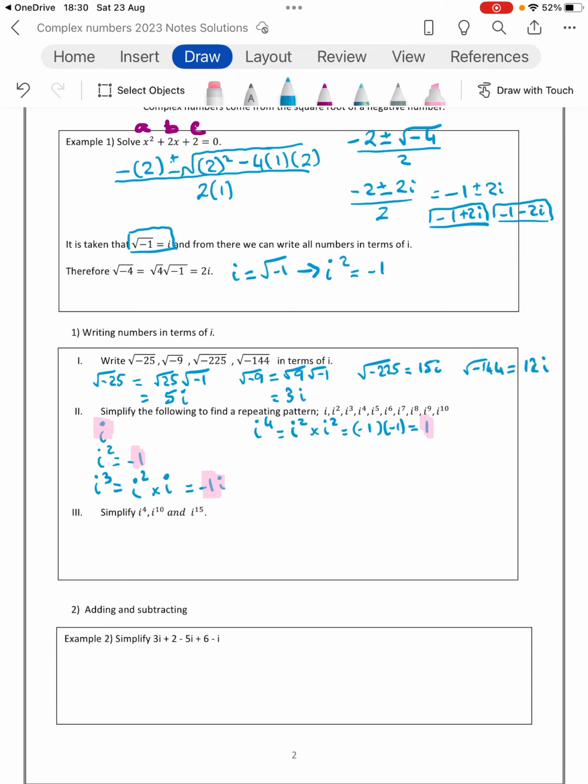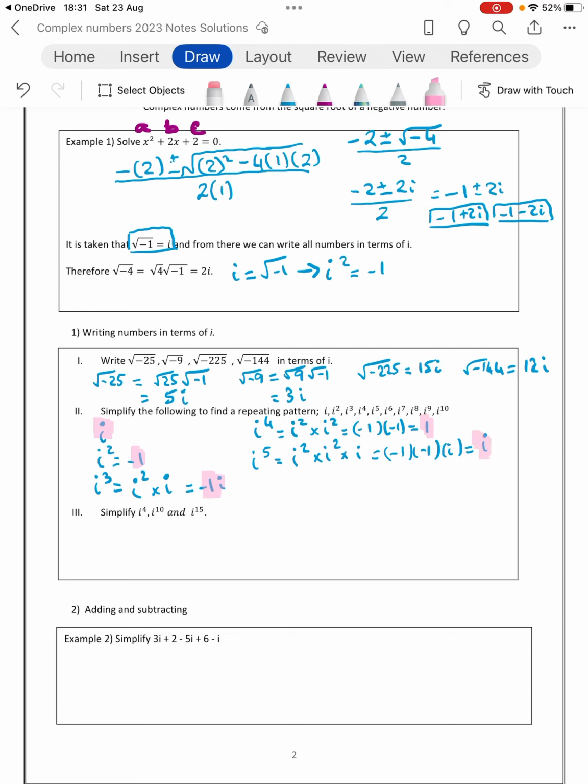And we keep going doing the same thing. So i to the power of 5. How do I split that up into i squareds and i's? So that's going to be an i squared multiplied by i squared multiplied by i. That gives me i to the power of 5. And again, that's going to be minus 1 by minus 1, which is a plus 1, and then just an i left at the end.